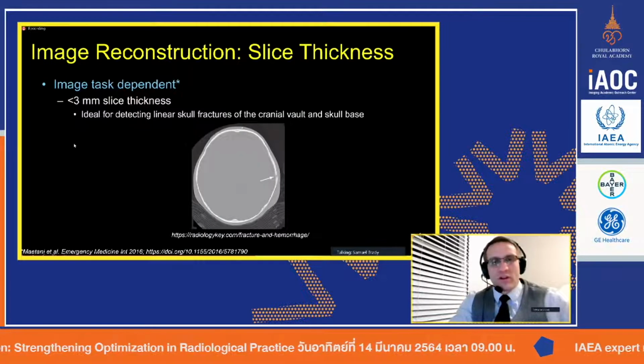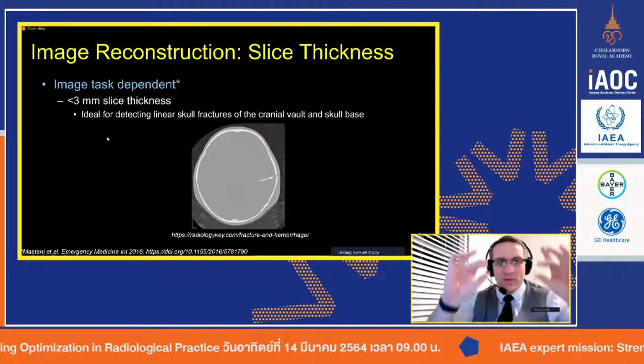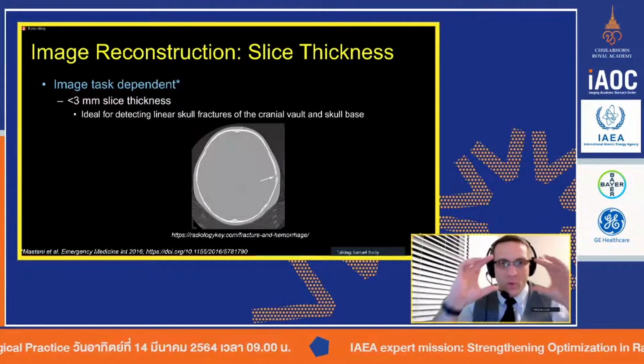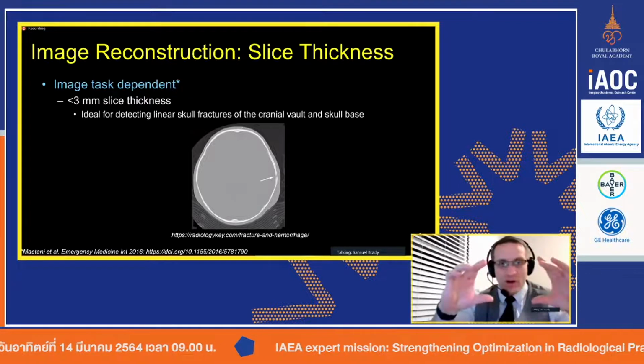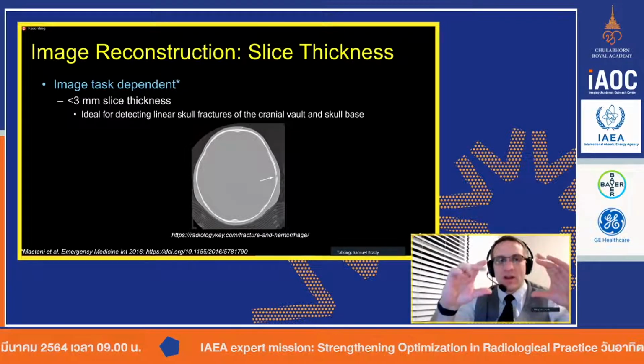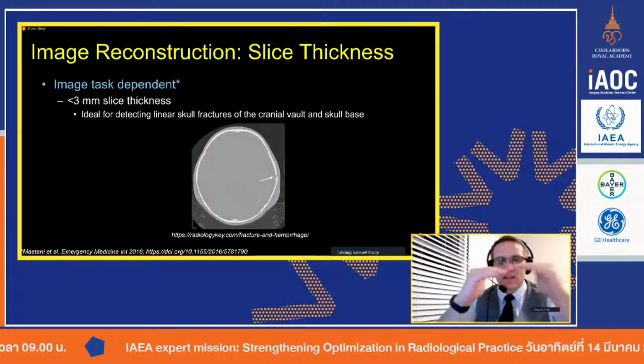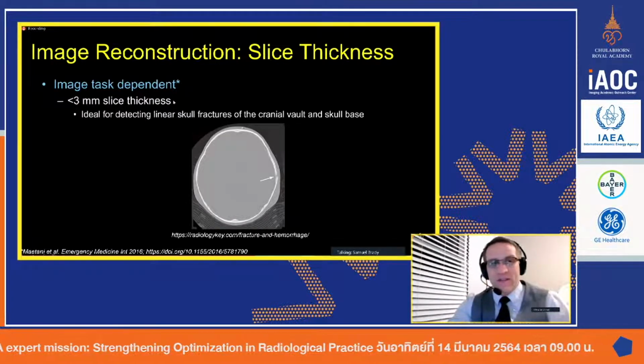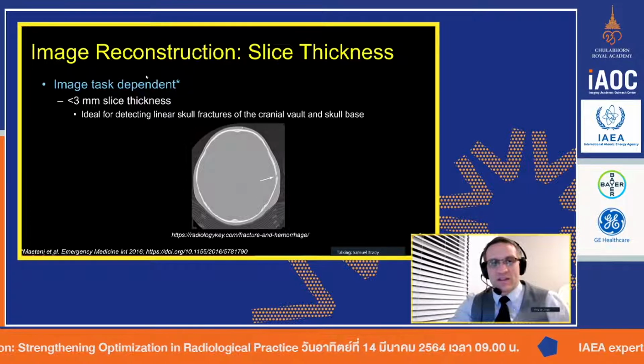All right, so moving on from, that was beam width. We set the overall beam total collimation. Now that we've acquired the image, however we've acquired it using one of those three options, now we're going to pick which slice thickness we're going to present to the radiologist. And as I mentioned, this is image task dependent.